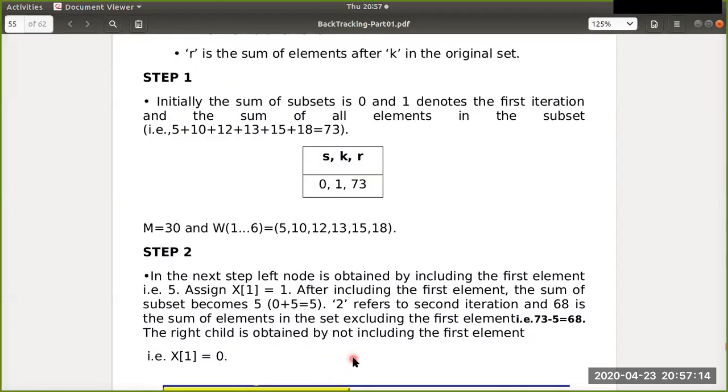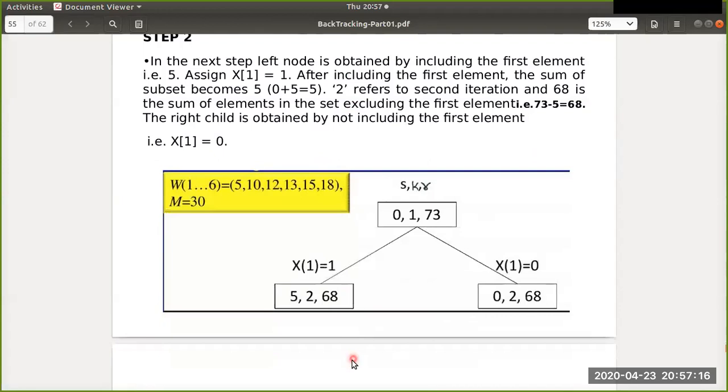So that is step 2. The step 2 description we'll see.